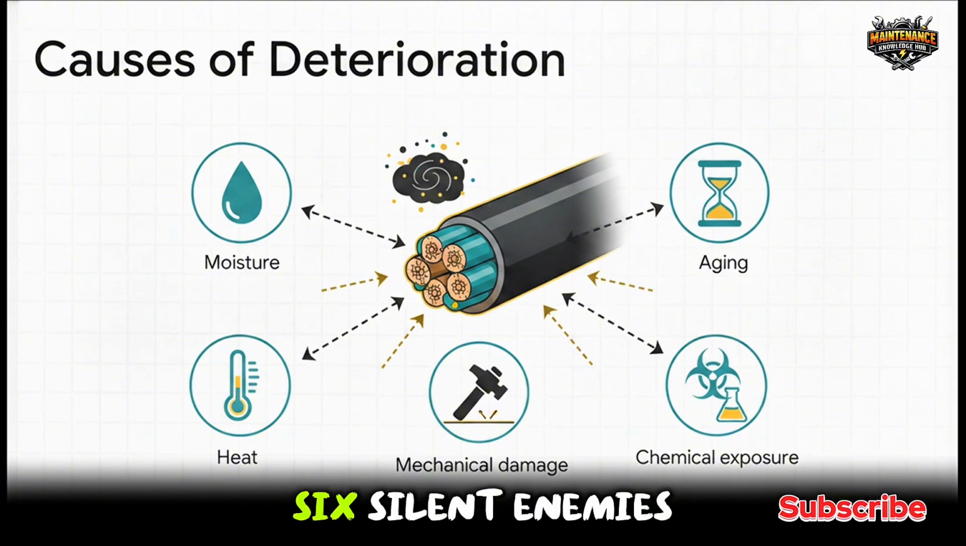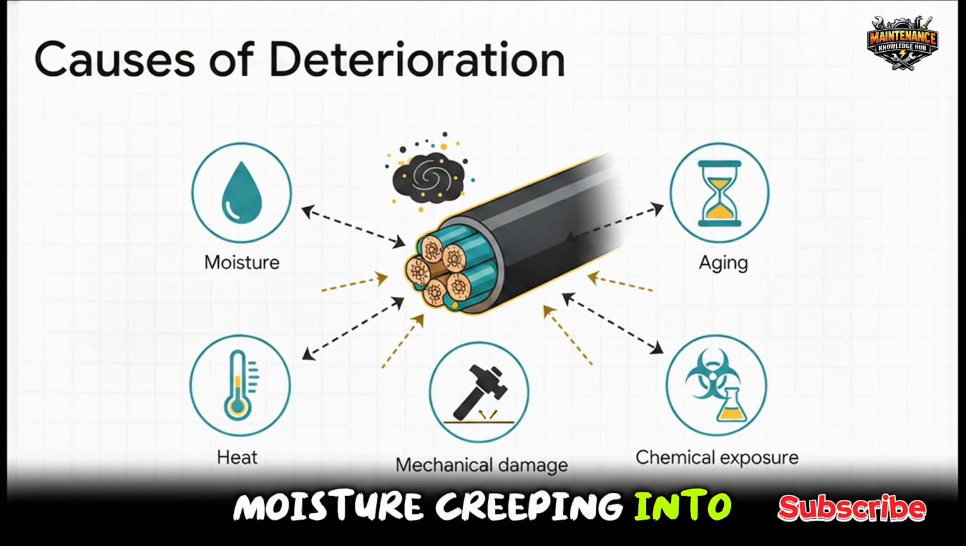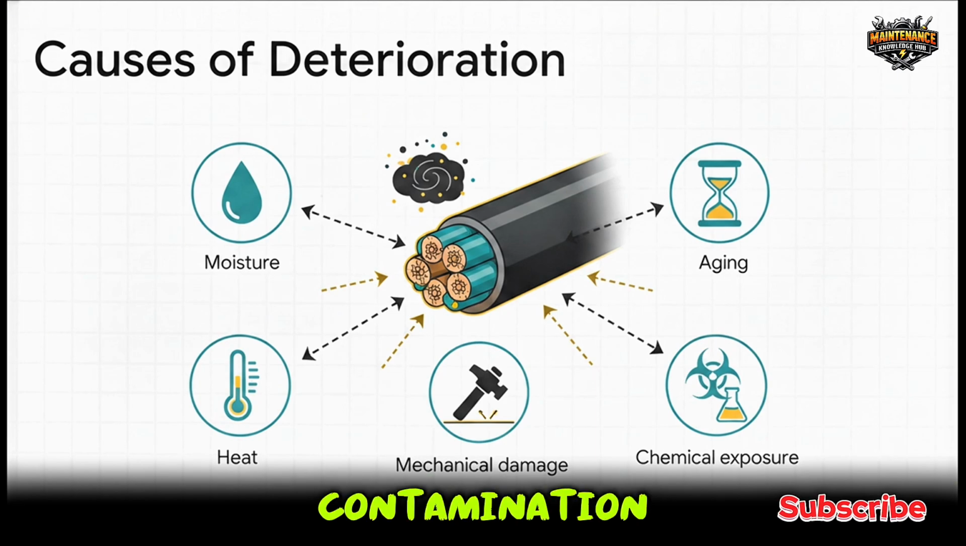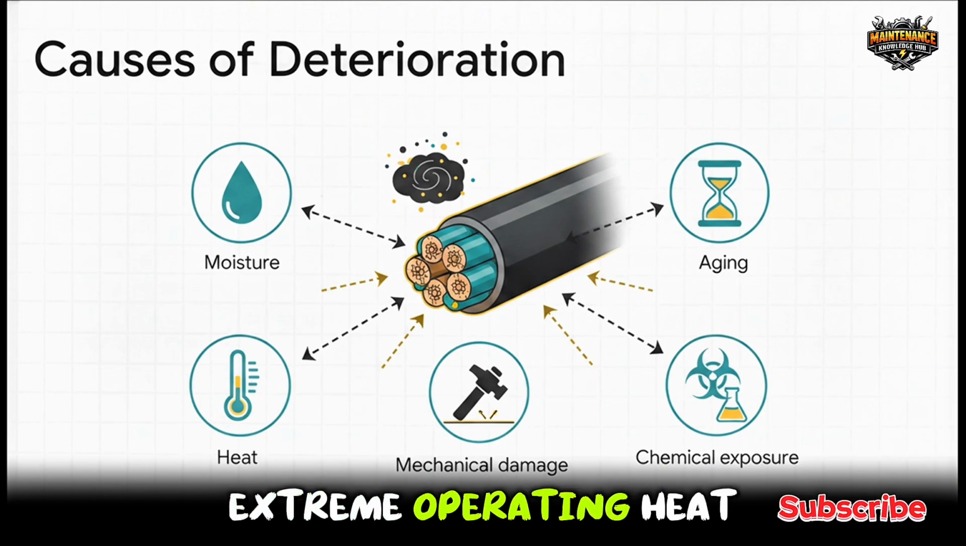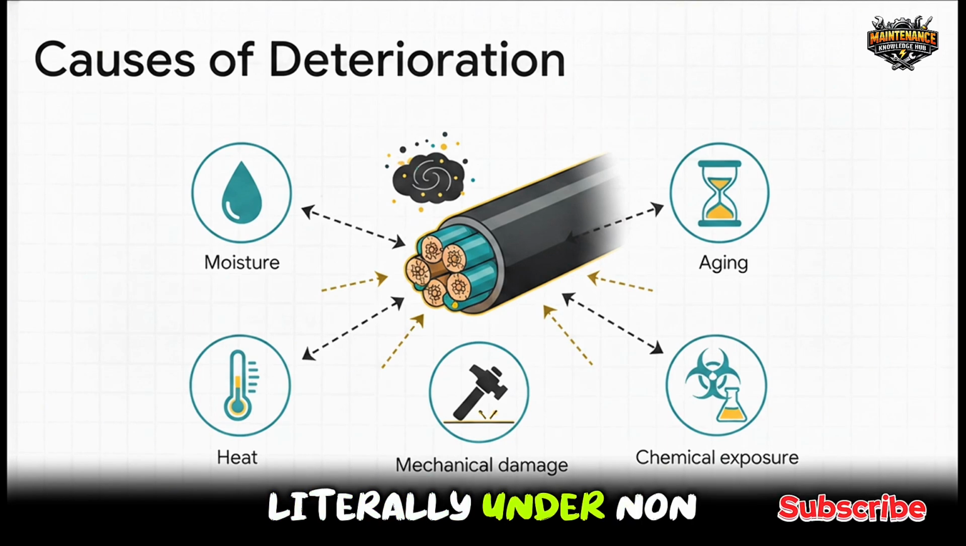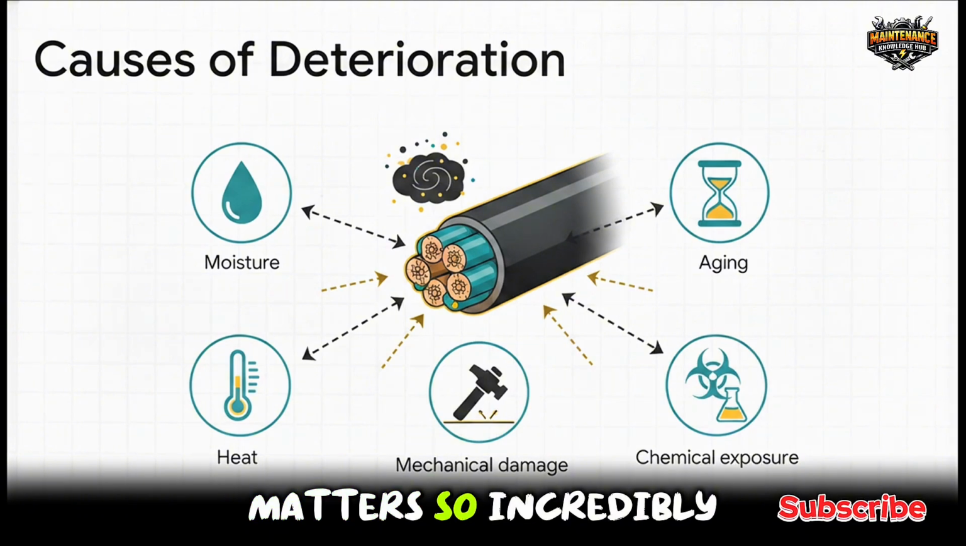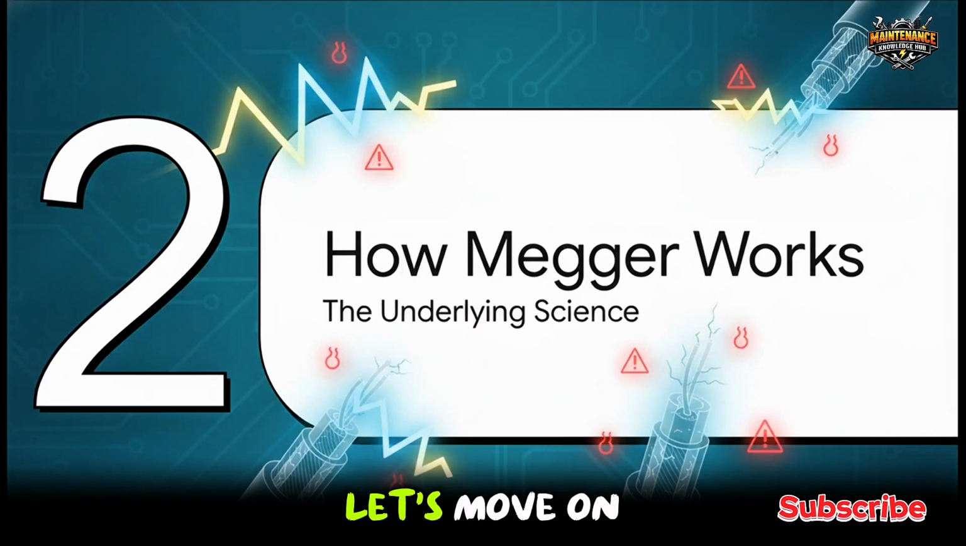Well, you've got these 6 silent enemies constantly attacking your equipment: moisture creeping into the system, dirt and physical contamination, the natural aging process over years of use, extreme operating heat, mechanical damage from vibrations, and exposure to harsh chemicals. Your equipment is literally under non-stop assault from these factors every single day, which is exactly why measuring its resistance matters so incredibly much. Let's move on to Section 2, how the Megger works.